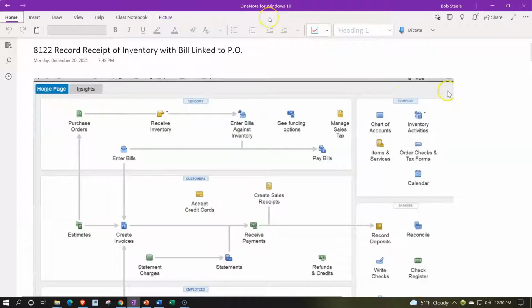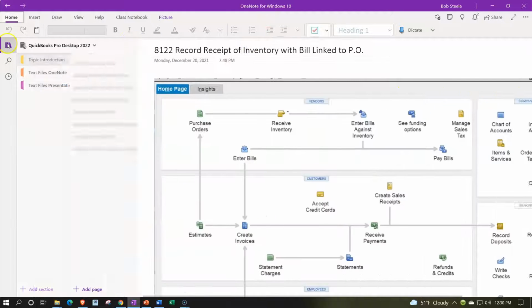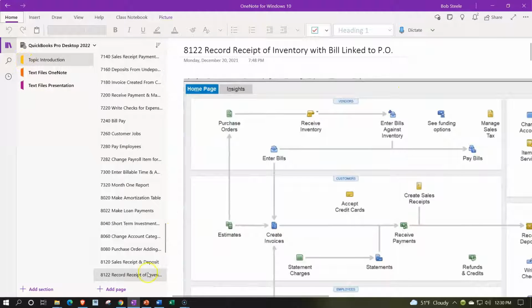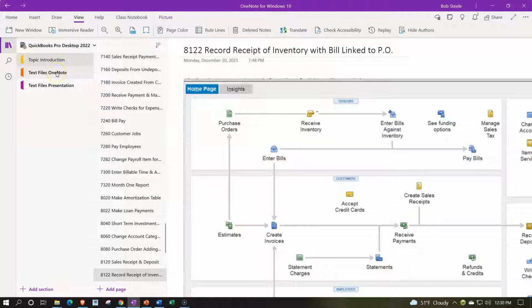If you have access to OneNote and would like to follow along, icon on the left-hand side, Topic Introductions, 8122, Record Receipt of Inventory with Bill Linked to PO tab. Also, take a look at the Immersive Reader tool, Topic Introductions in the text area too, same name, same number, but with transcripts. Transcripts can be translated into multiple languages and either listened to or read in them. Same name and numbers, presentations as well.